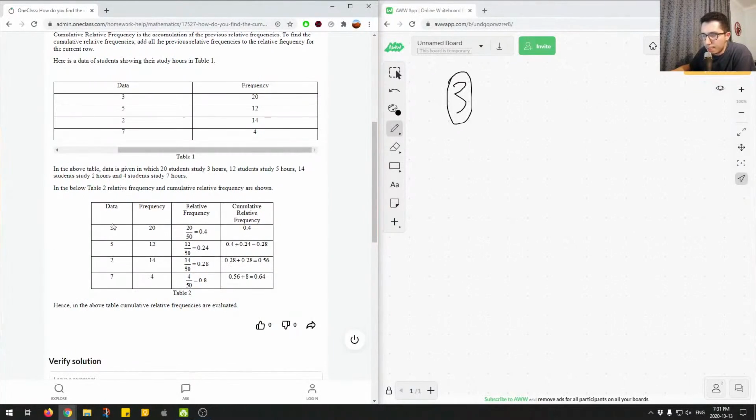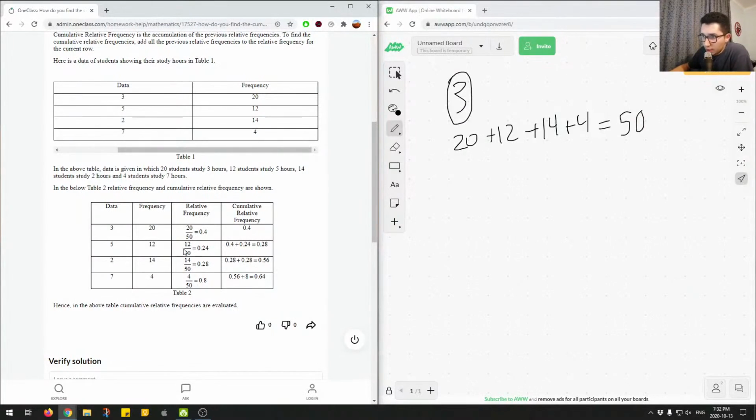Here we can see that we start off with 20 divided by 50. The 50 comes from adding up all these numbers: 20 plus 12 plus 14 plus 4. 20 plus 12 is 32, 32 plus 14 is 46, and then 46 plus 4 is 50. You can also plug this into your calculator to verify. So we take the frequency divided by the total, and we end up with 0.4. For the first row, the cumulative relative frequency is just 0.4.